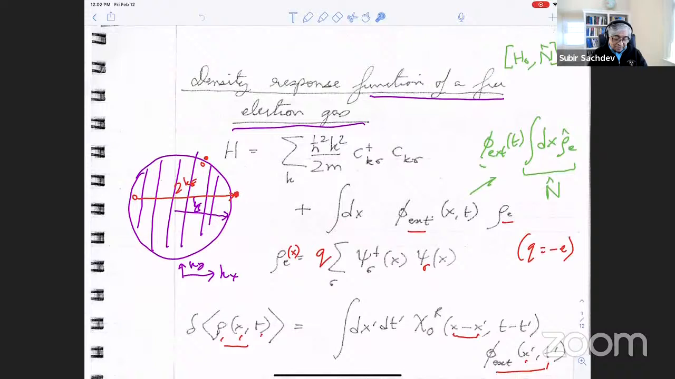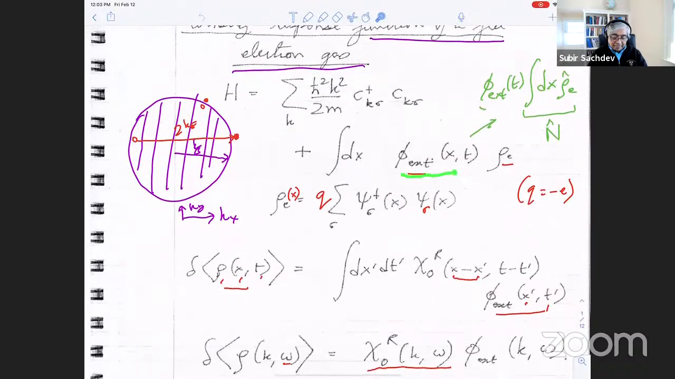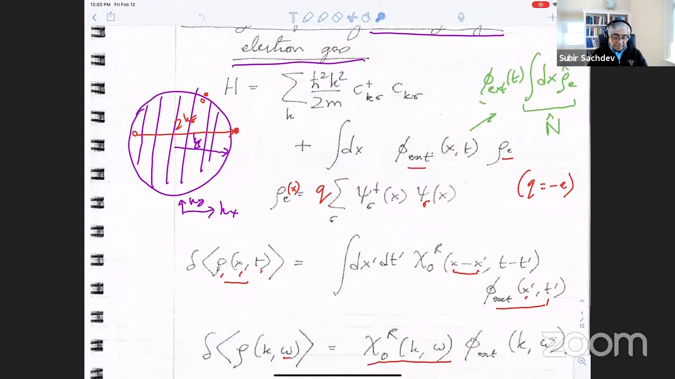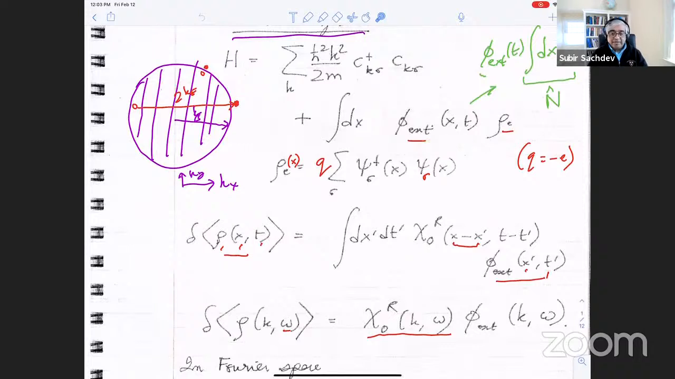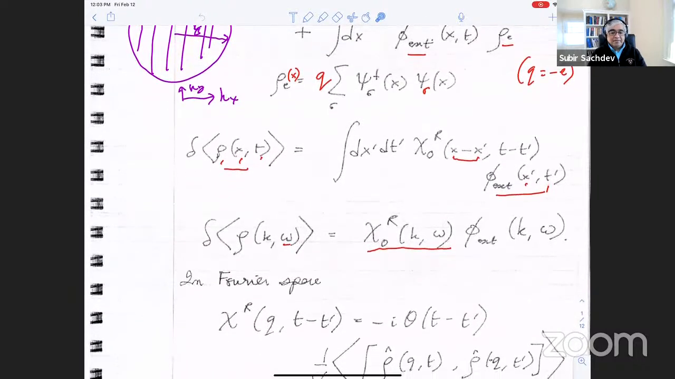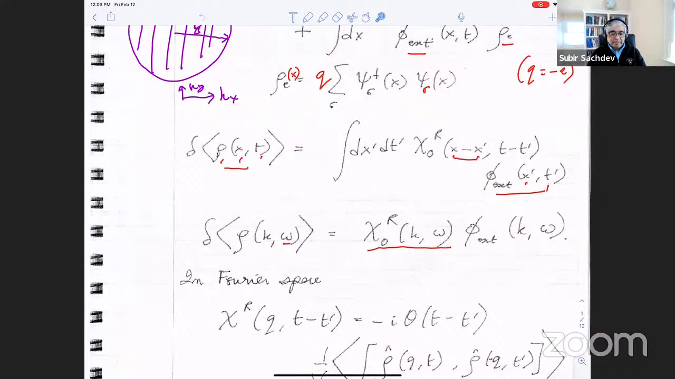So the picture is we start out with free electrons with this kinetic energy, and you couple in some external potential, phi(x), which can be a function of space and time. After Fourier transform, it's a function of frequency and momentum. You get a response in linear order at the same frequency and momentum times the external perturbation. If the external perturbation had Fourier components at k and omega, then the response will also be at exactly the same k and omega. And the coefficient here we call chi zero.